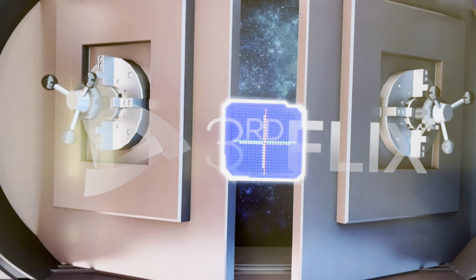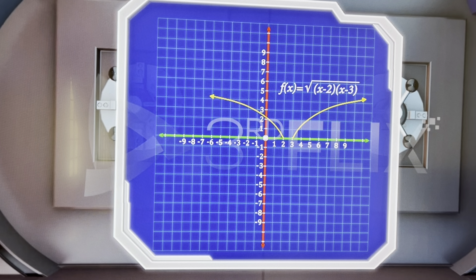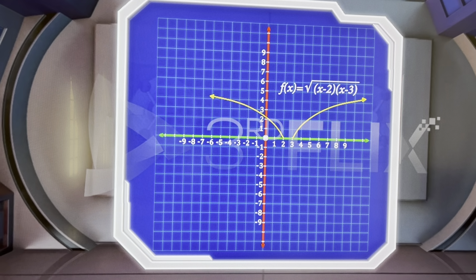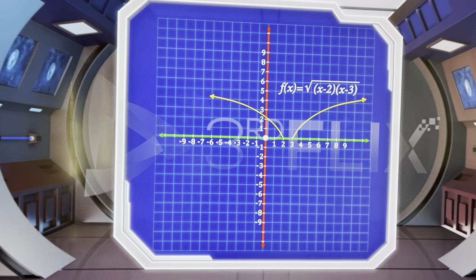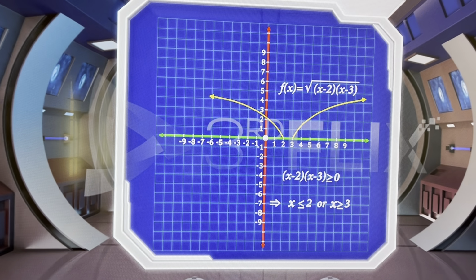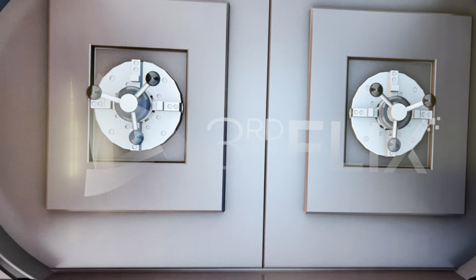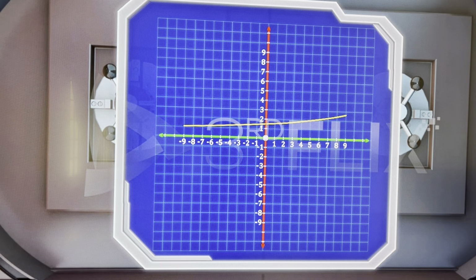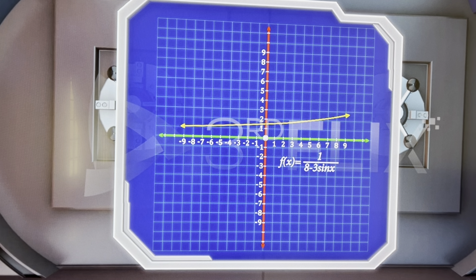Let us take another example. f of x is equal to root over x minus 2 multiplied by x minus 3. Here, for f of x to be real, x minus 2 multiplied by x minus 3 is greater than or equal to 0. For example, consider another function f of x is equal to 1 upon 8 minus 3 multiplied by sin x.